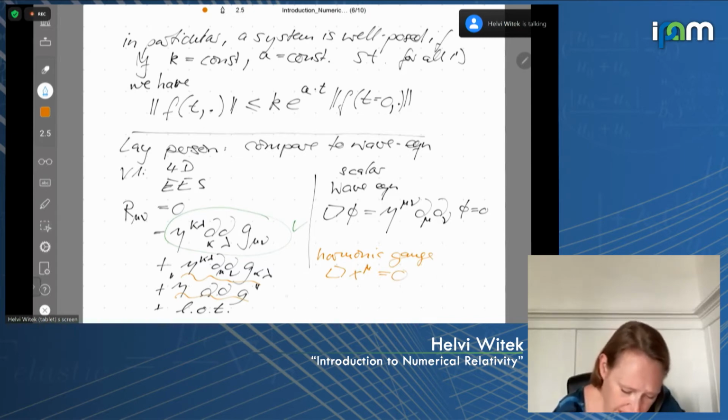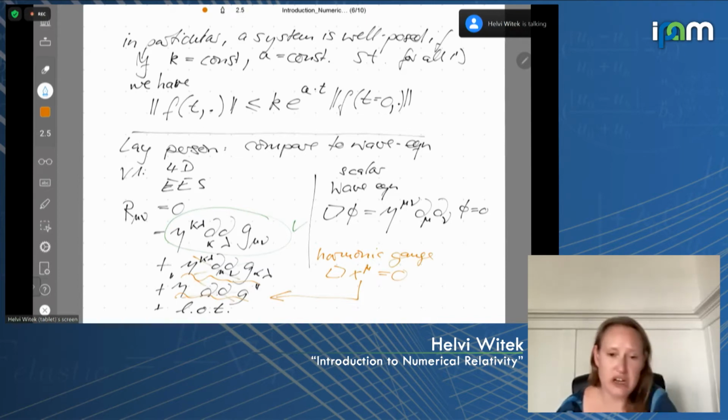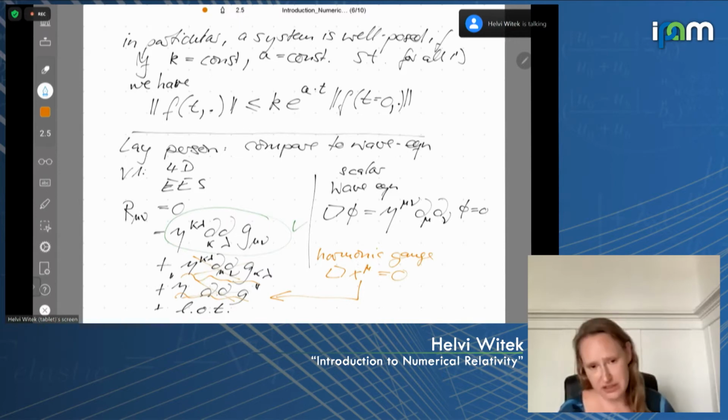And if you insert that here, then all of these nasty terms that spoil our well-posedness can be made to vanish. Of course, you have to do the calculation very carefully, but that's the gist of it. And we end up with a set of wave equations for our metric. So the cure here is to use the right choice of coordinates, the right gauge, to make our equations well-posed.